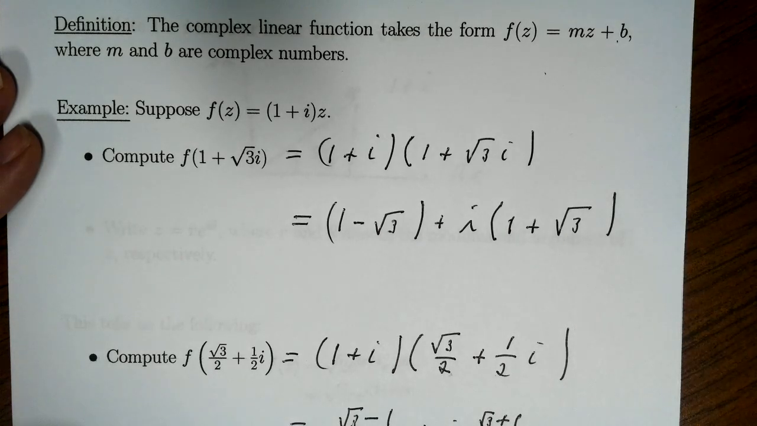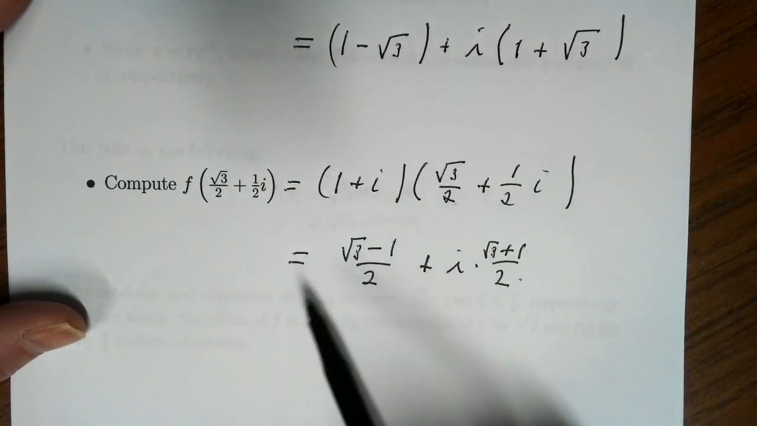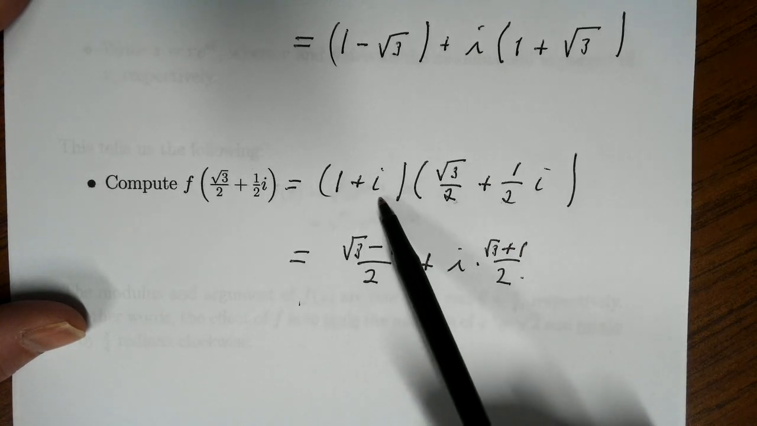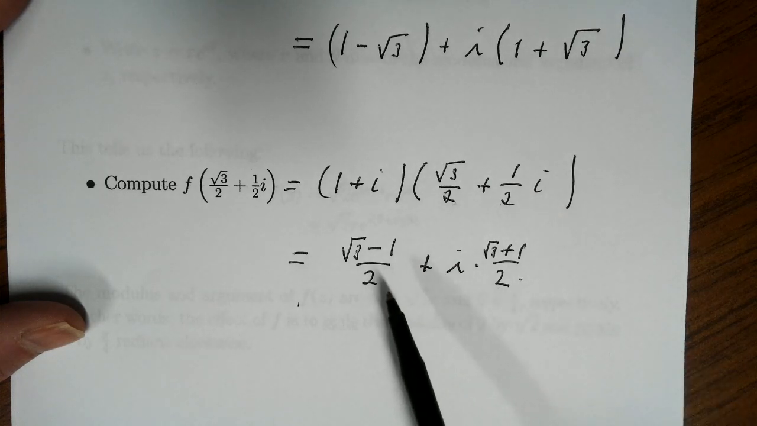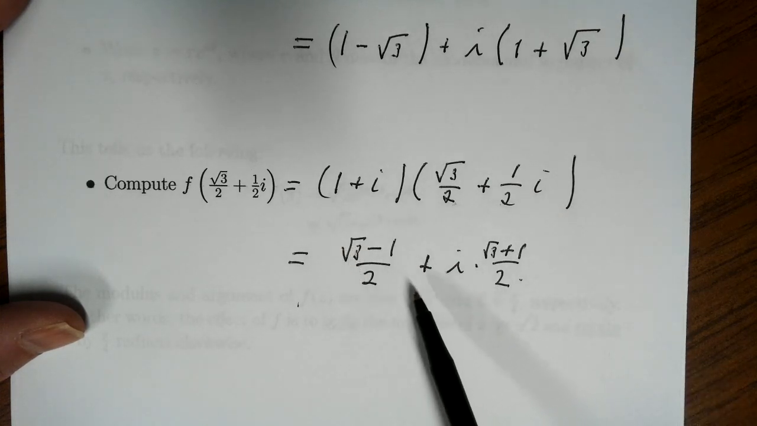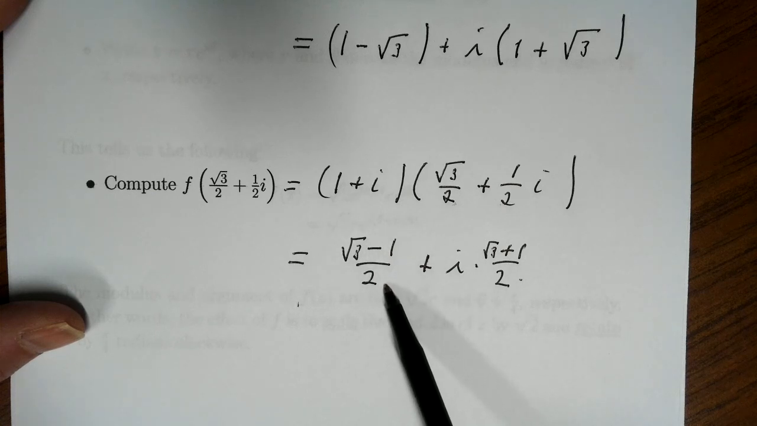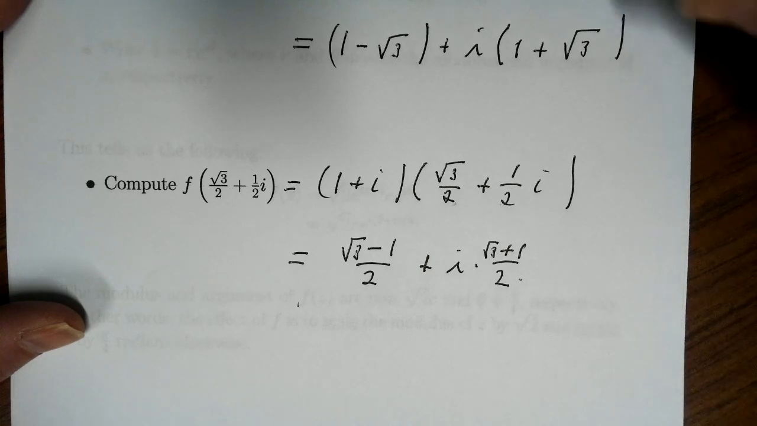Okay, that was simple enough. Let's look at another example. Compute f of root 3 over 2 plus 1 half i. So 1 plus i times root 3 over 2 plus 1 half i. If we expand and simplify, we get an output whose real part is root 3 minus 1 over 2, and whose imaginary part is root 3 plus 1 over 2.